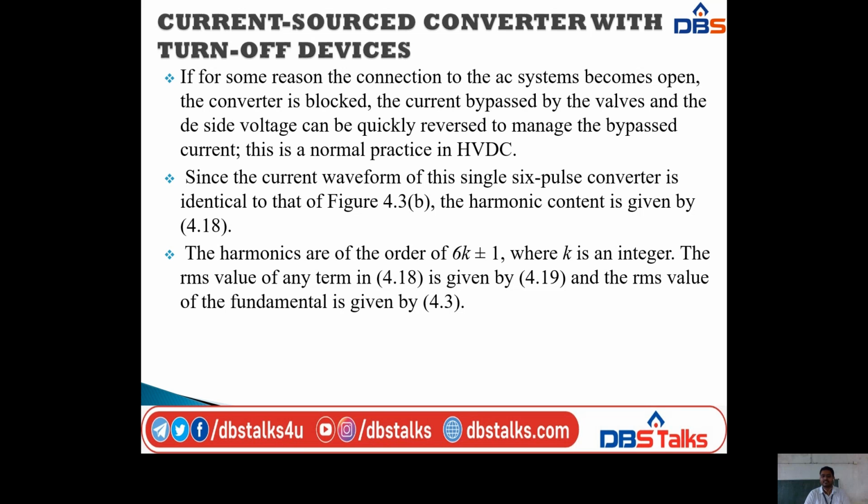So since the current waveform of the single 6 pulse converter is identical to that of the diagram in the last concepts, the harmonic content is given by the equation we have. So the harmonics of the order here is 6k plus or minus 1, where k is an integer, you know already these points. So here the RMS value of any term in that equation is given by the next equation, and the RMS value of the fundamental is given by that one.